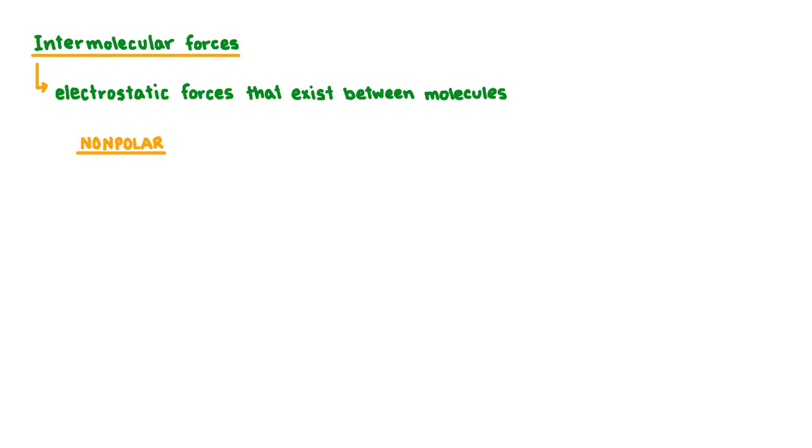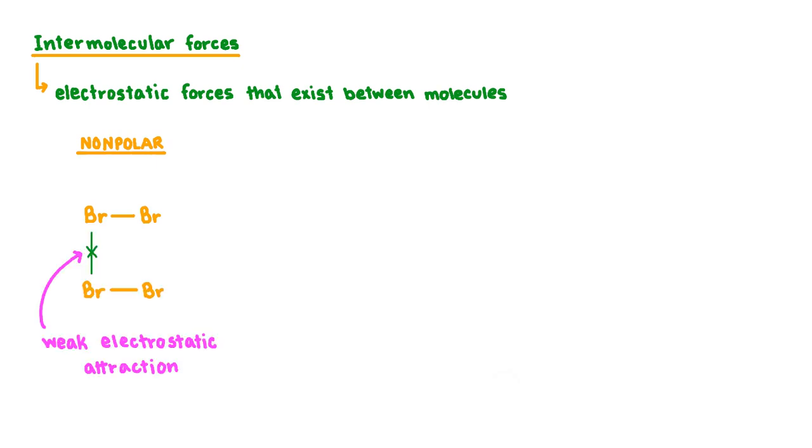As we stated earlier in the video, nonpolar molecules, like a molecule of bromine, do not have regions of partial charge. Even so, two nonpolar molecules will exhibit a weak electrostatic attraction towards one another. This electrostatic attraction, called dispersion force, is due to the random motion of electrons in the molecule and will be covered in more detail in another video.